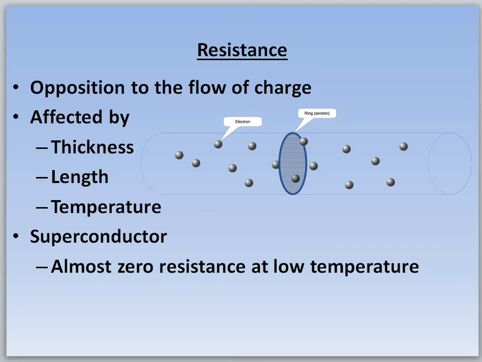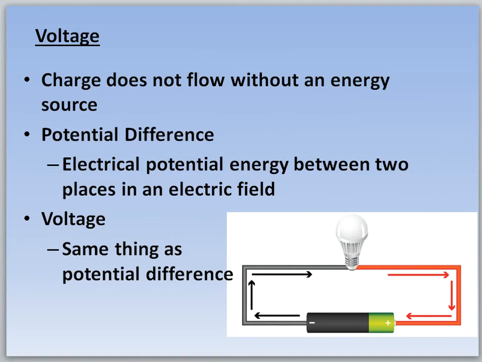All right. But also the shape of the material will affect how well it allows flow: the thickness, length, and then the temperature. And we haven't studied this, but if we looked at superconductors, certain types of conductors, if you lower the temperature to near absolute zero, they become what's called superconductors, and the electrical resistance goes to almost zero, and electrical charge will flow very, very easily.